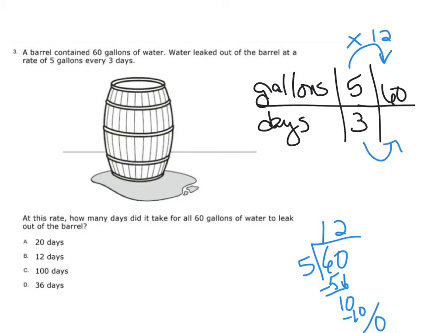So then you do 3 times 12 to give you your number of days. So 3 times 12 is 36. So that means it's going to take 36 days for all the water to leak out of the barrel.